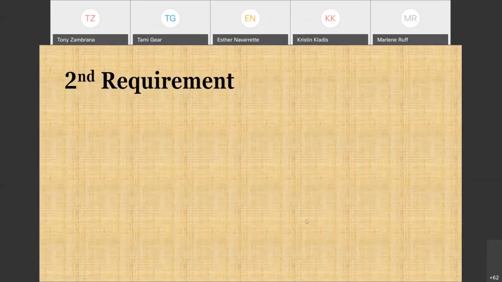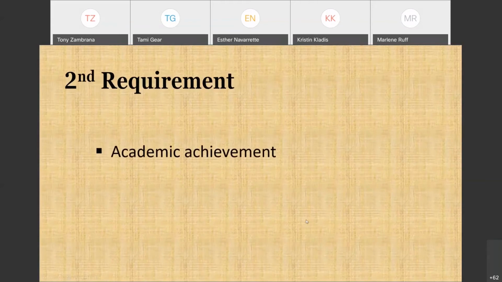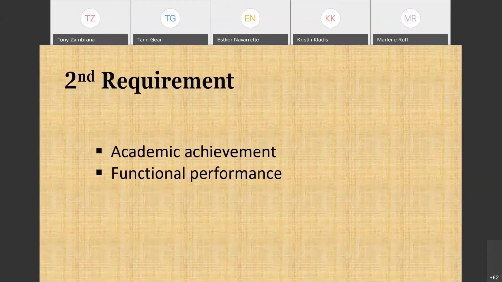Okay. Second requirement is we have to look at academic achievement and functional performance. This disability has got to affect how they achieve academically and how they function in school. Some people say, well, they have anxiety, but when we look at their test scores, they're doing fine. But the anxiety is so severe that they are unable to attend school more than 25% of the time. So academically, they may be okay, but that's a functional performance thing. So it has to affect this.